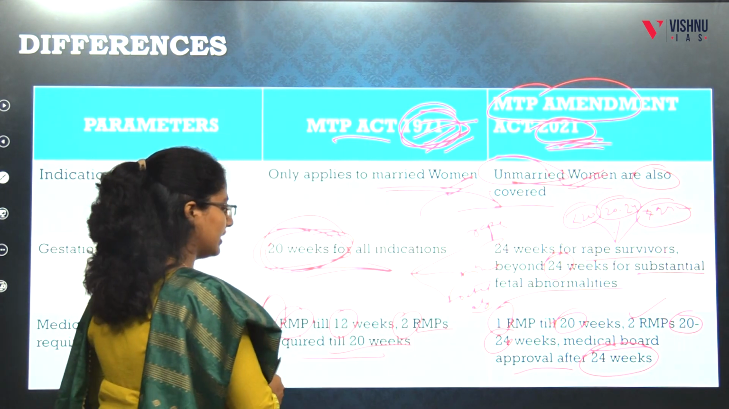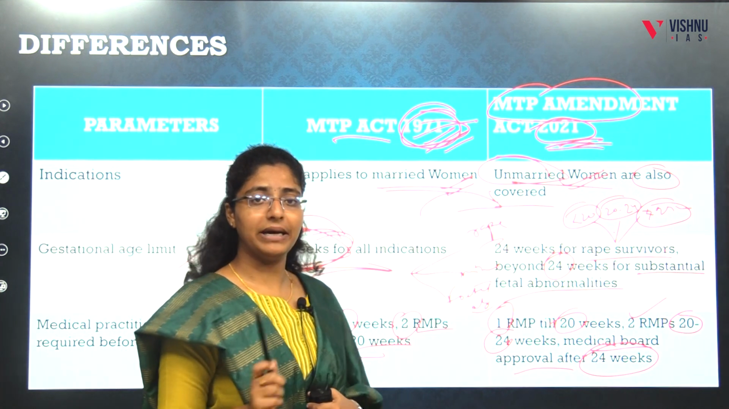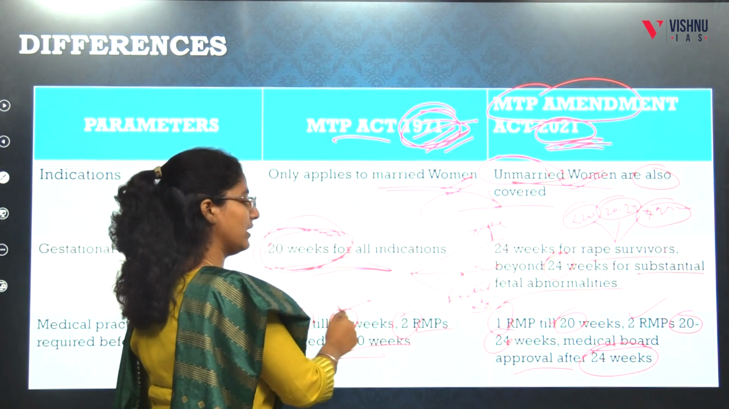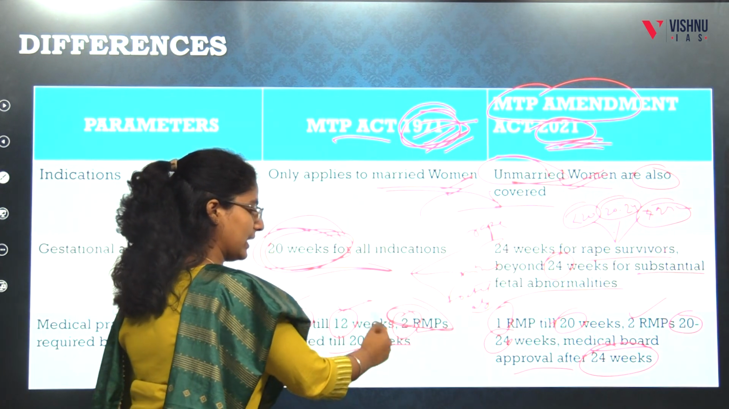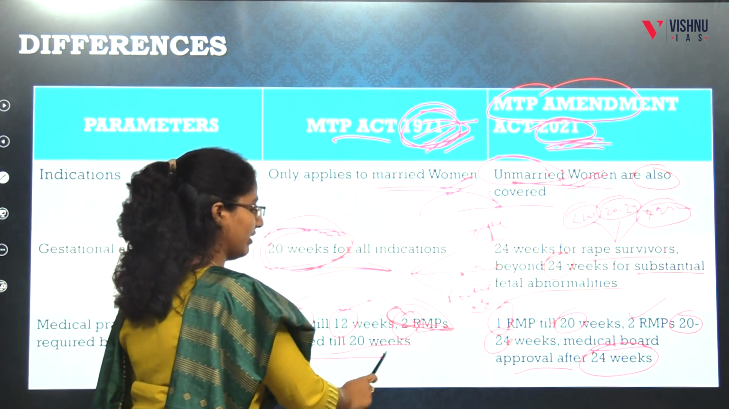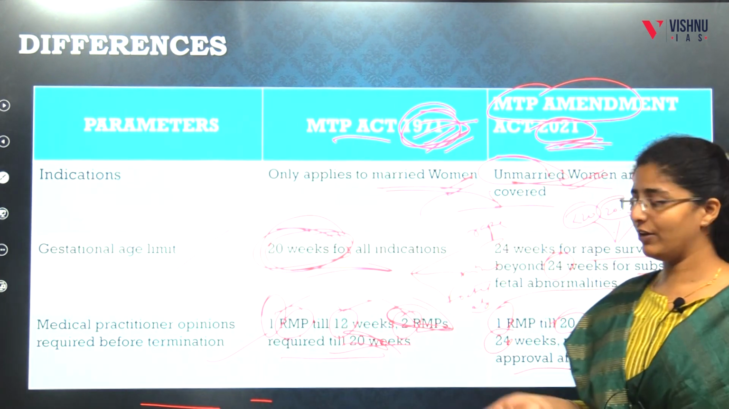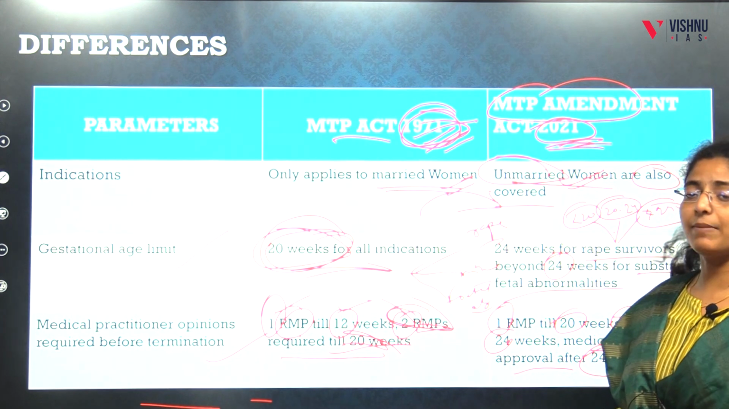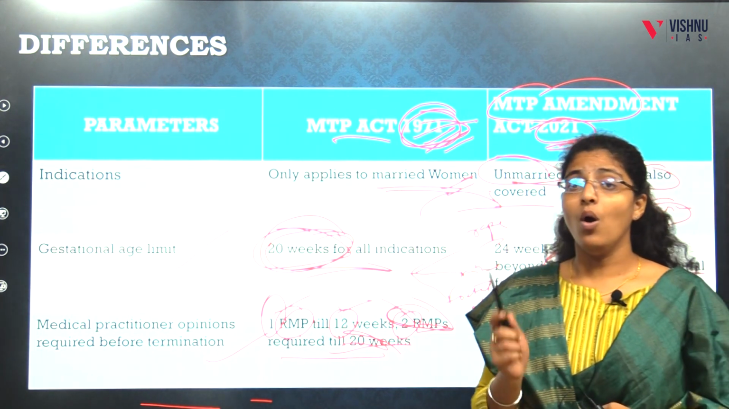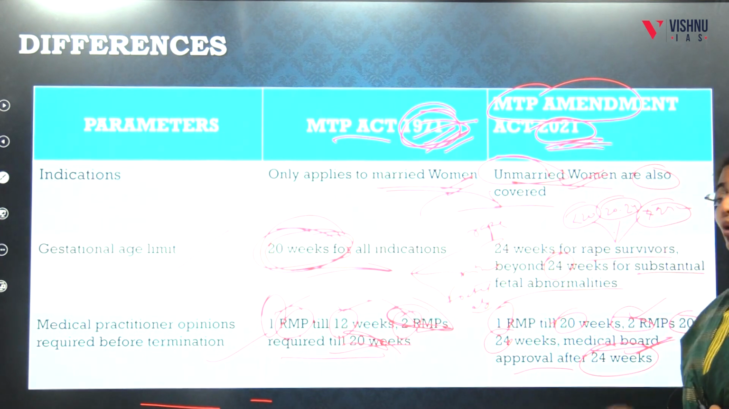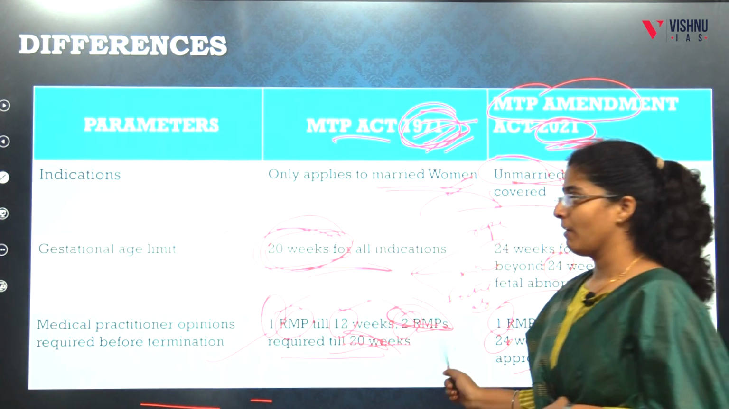Next, the opinion of the registered medical practitioner also got changed. Earlier, till 12 weeks it was one, and two registered medical practitioners were required till 20 weeks, while now till 20 weeks it is one, and for 20 to 24 weeks it is two registered medical practitioners, and above 24 weeks, only when there are fetal abnormalities, we constitute a medical board in order to get approval for abortion rights.